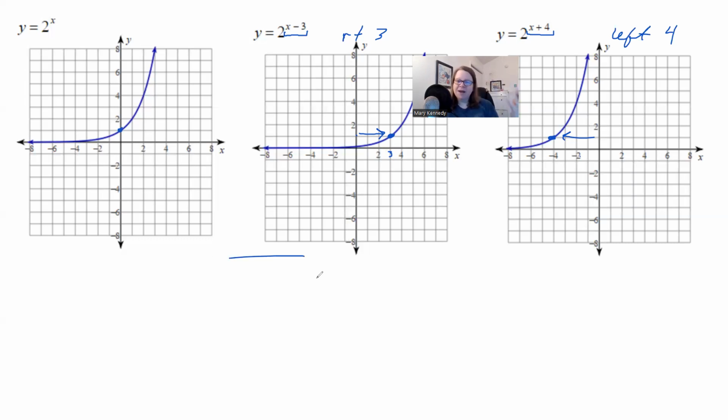Same as with a quadratic. If you've already studied quadratics, you know that in the parentheses, it does the opposite thing. The left or right is the opposite. And if you haven't, that's okay. But just know in the exponential, if it's -3, that actually means it's going to go right. If it's a +4, it's actually going to go left. So, yeah. Those are your transformations as far as shifts goes for exponentials.